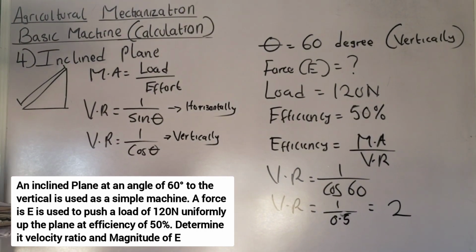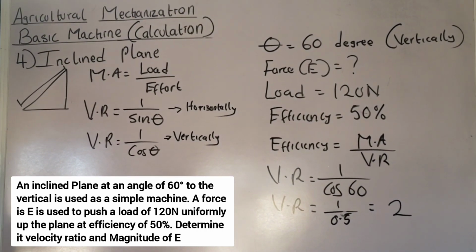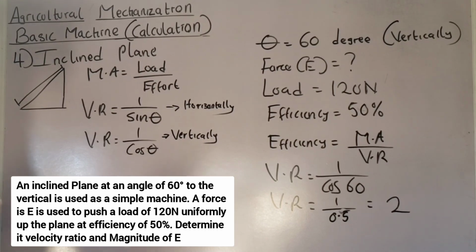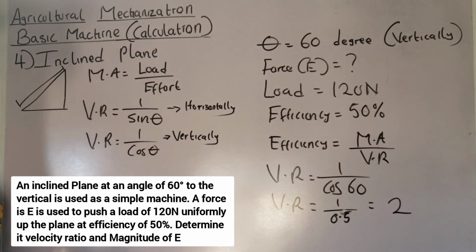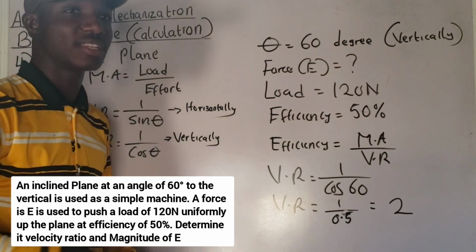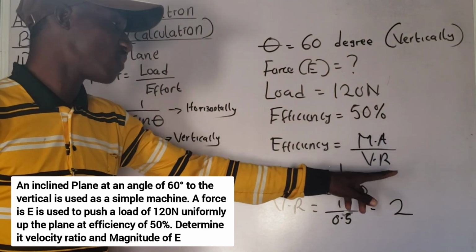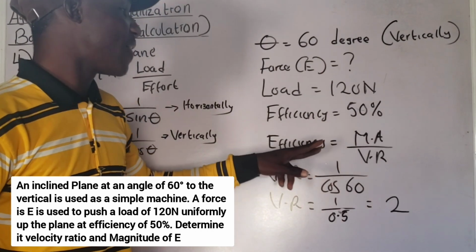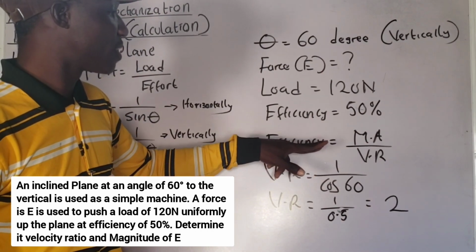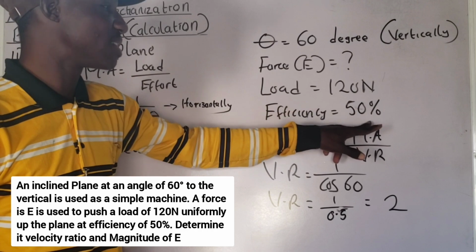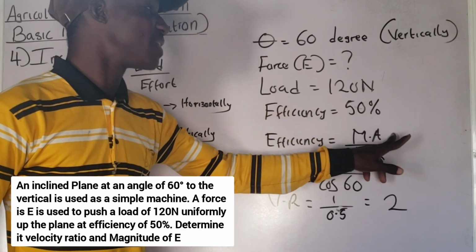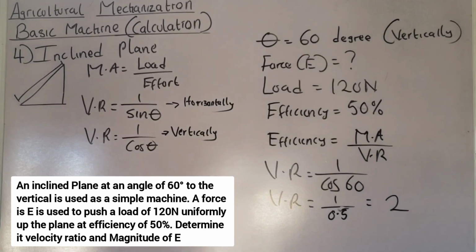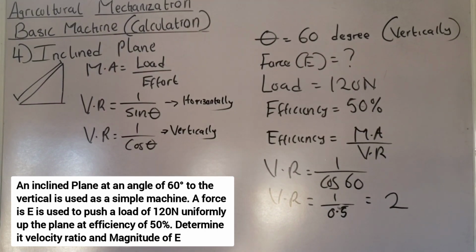Now, how do we determine the effort? The magnitude of the effort. To determine the magnitude of the effort, all we have to do is use the formula of efficiency. You understand? Efficiency is mechanical advantage all over velocity ratio. Now, the velocity ratio is what? 2. The efficiency is what? 50%. So I'm going to get the mechanical advantage, then use the formula of mechanical advantage, which is load over effort, to determine the effort. You understand? Just pay attention, okay?